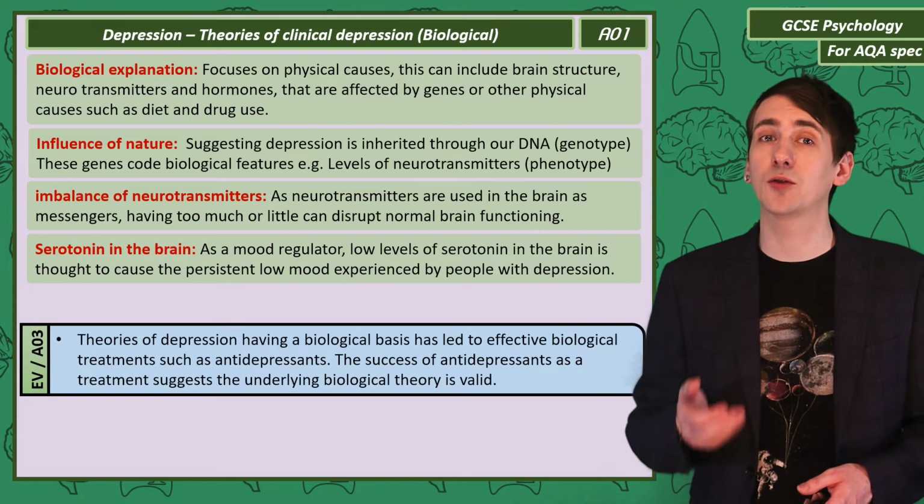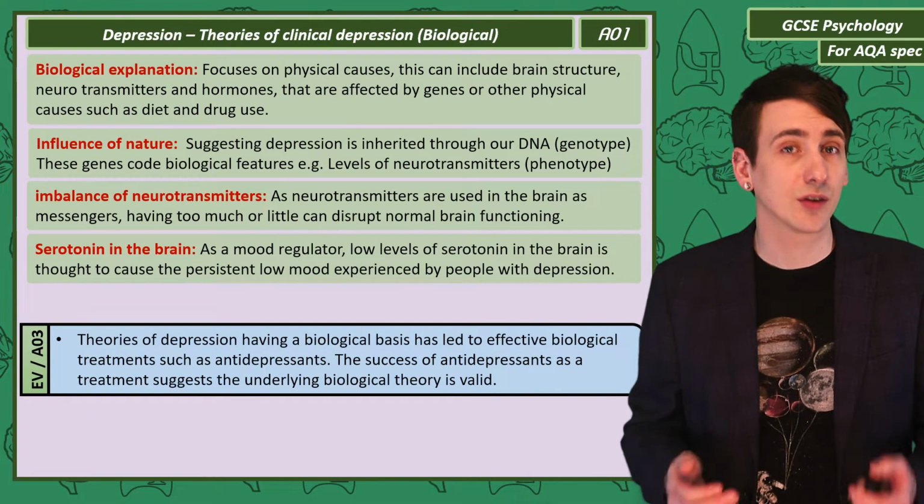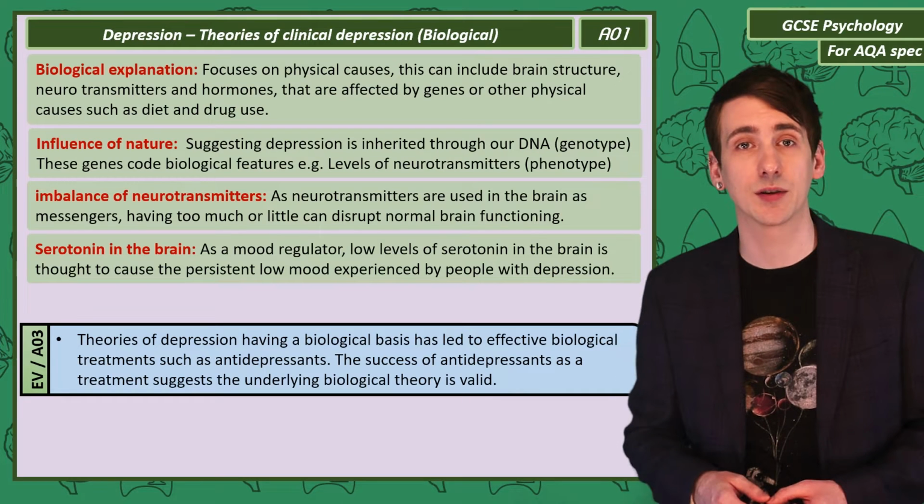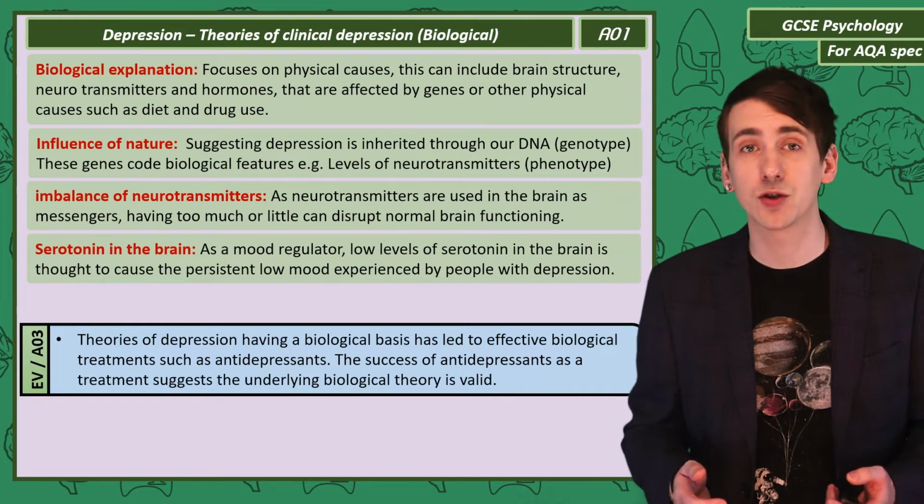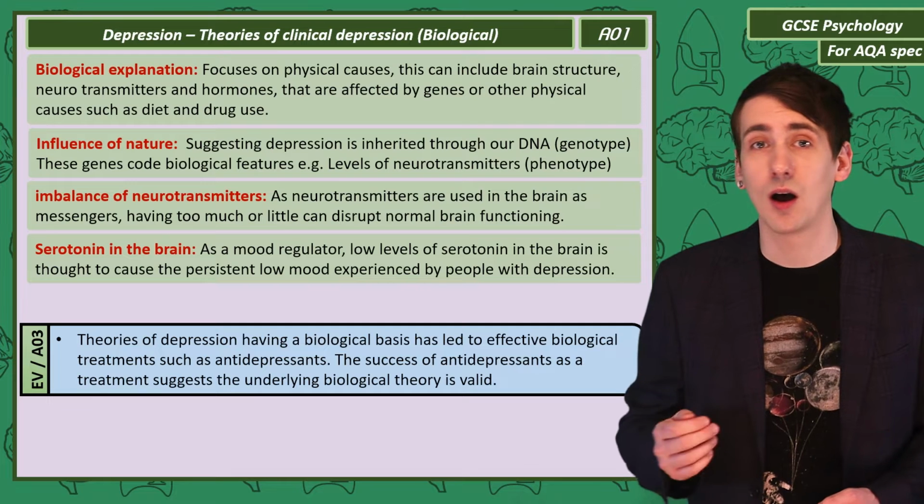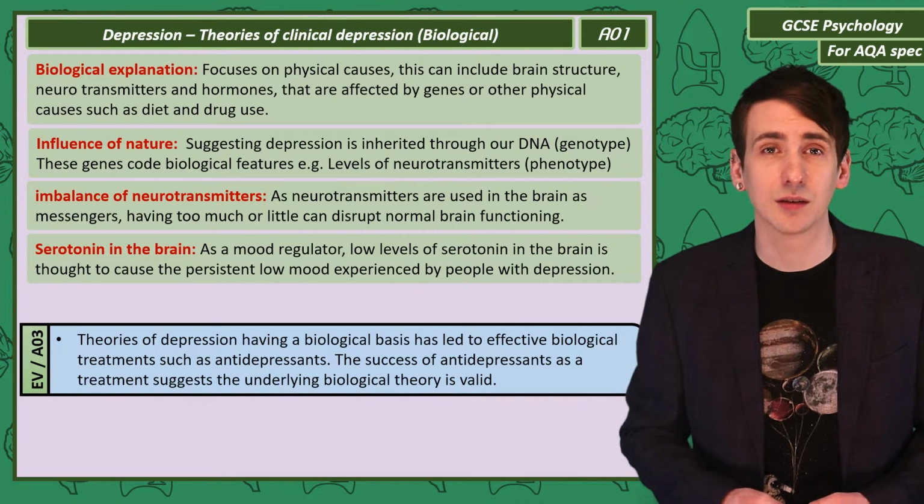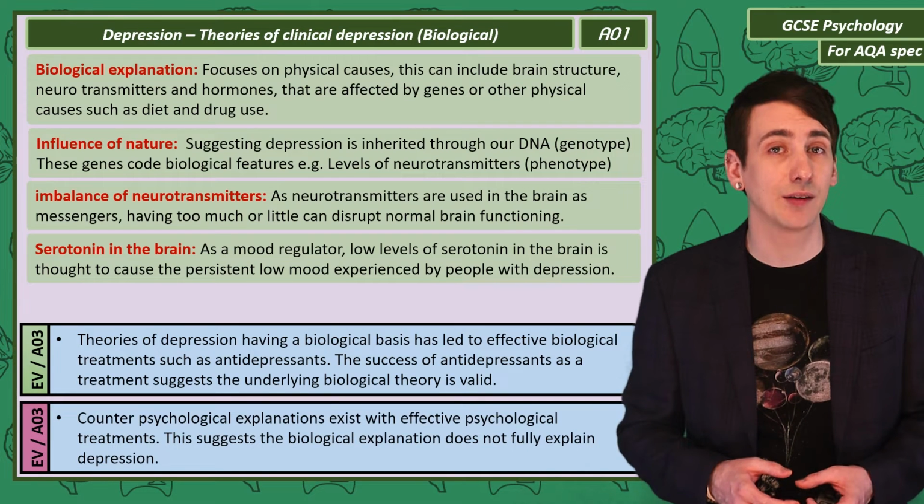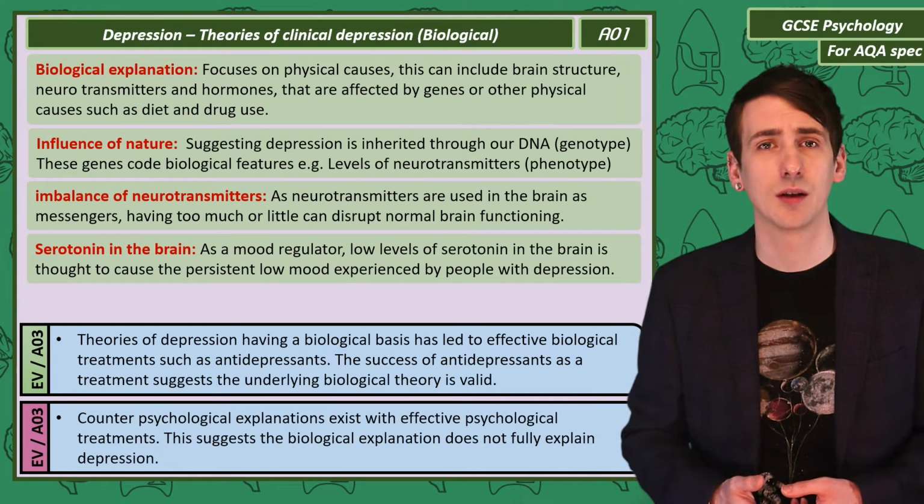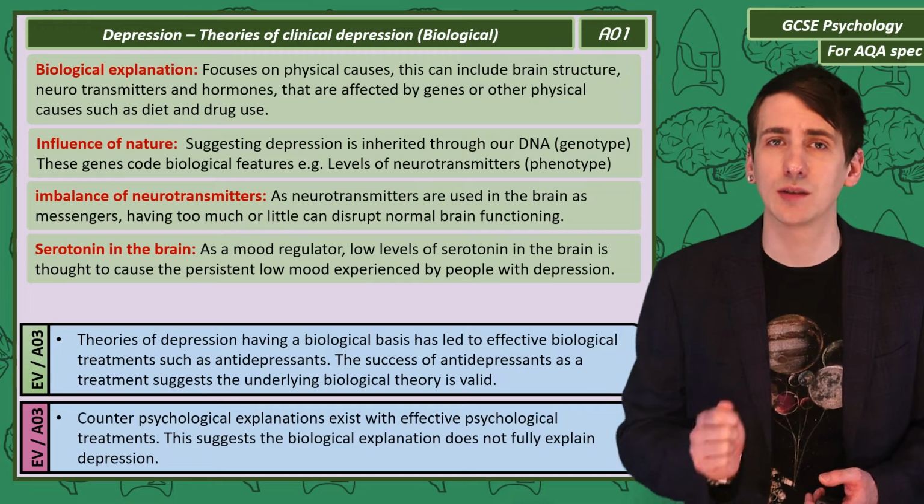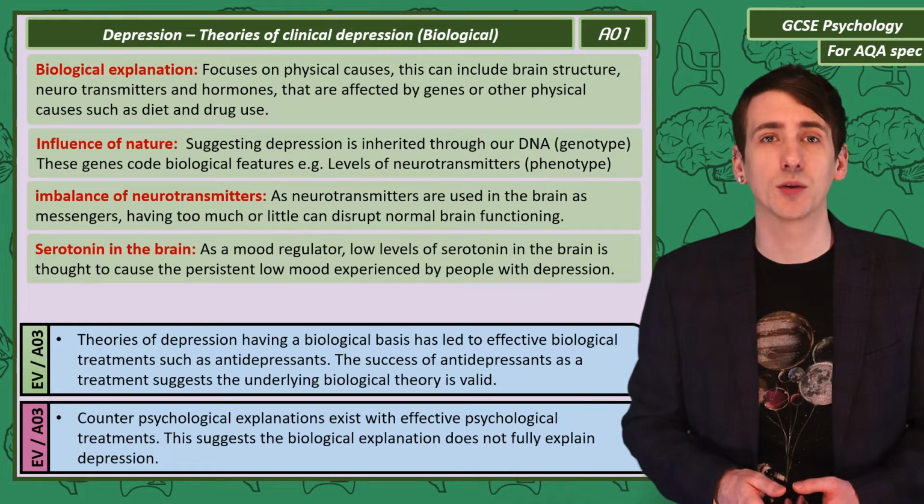In evaluating the biological theories of depression, we can point to the success of biological treatments for depression. The fact that many people can be treated with antidepressants that work on the neurotransmitter systems suggests the underlying theory is valid. However, there are counter-psychological theories that exist that also have effective treatments. That suggests the biological explanation is incomplete, not fully explaining what depression is.